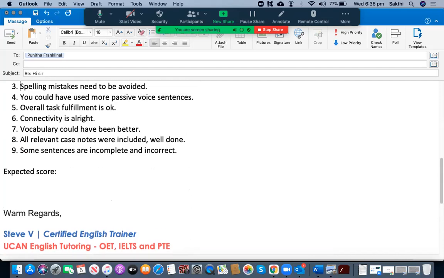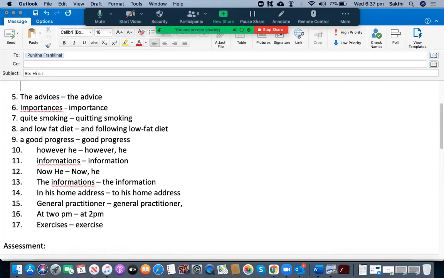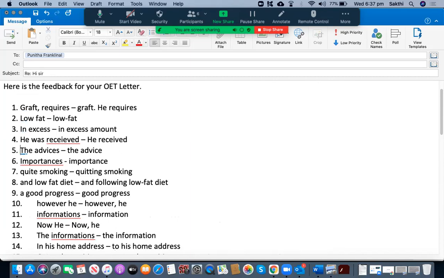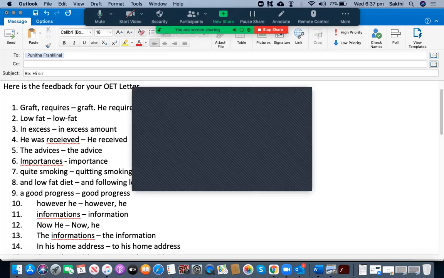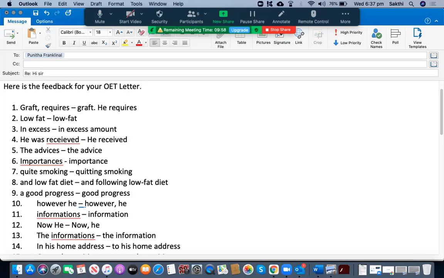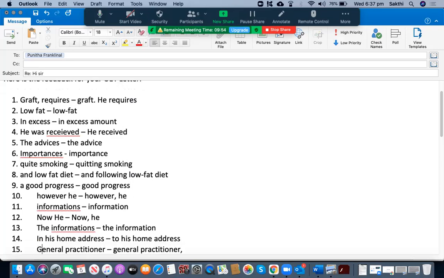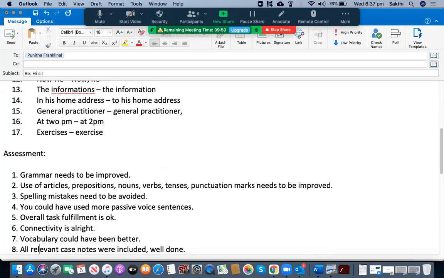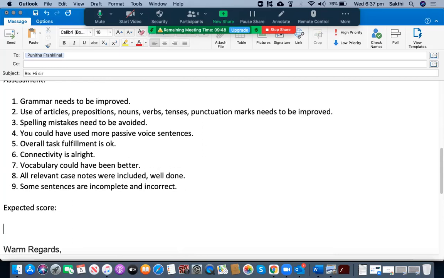Let me look at the kinds of mistakes and their severity. 'In excess' is okay, that's not a major mistake. 'Low fat' can be done, that's fine. And then 'quite' smoking spellings, that's a major mistake. This one isn't that good. So you can get maybe around 270 out of 500. Definitely not more than that. I'm really sorry about that.